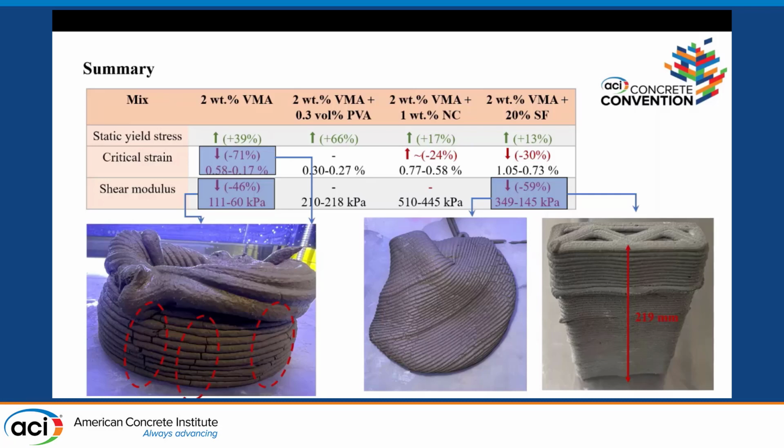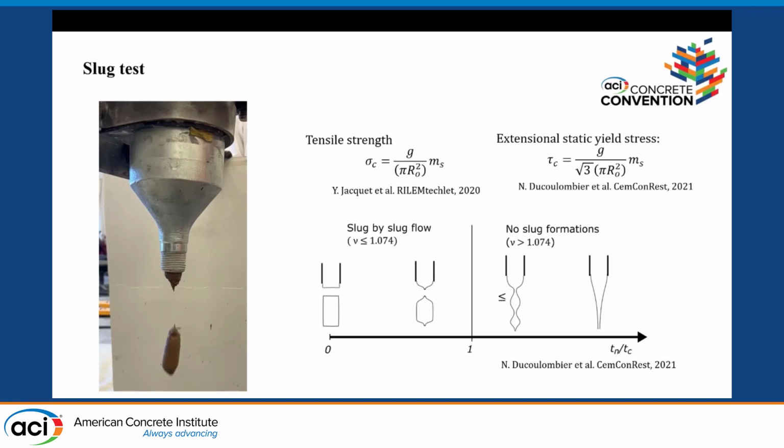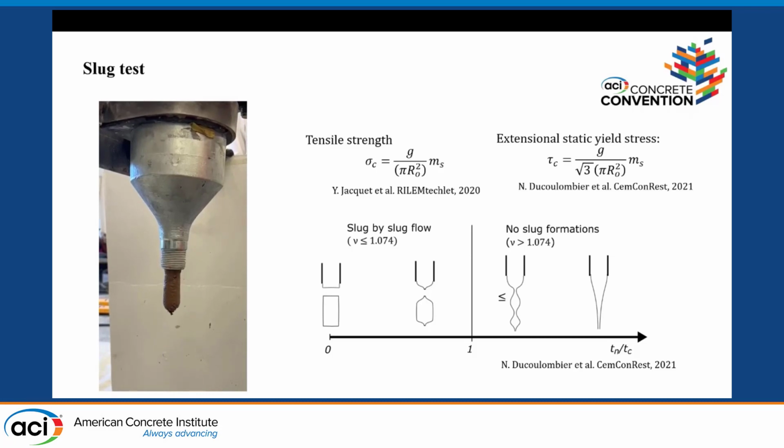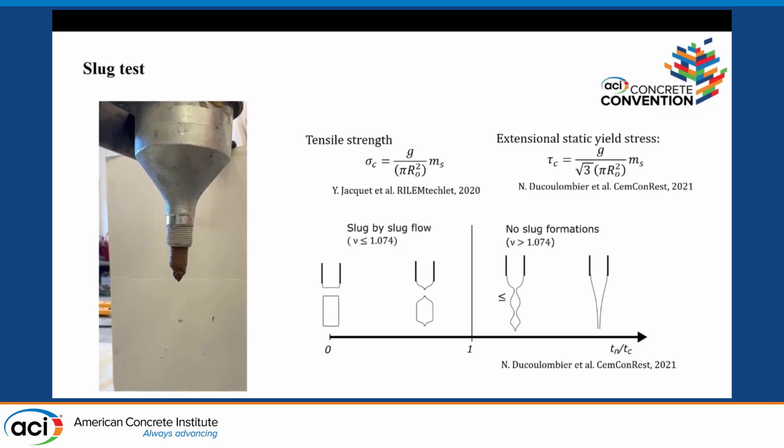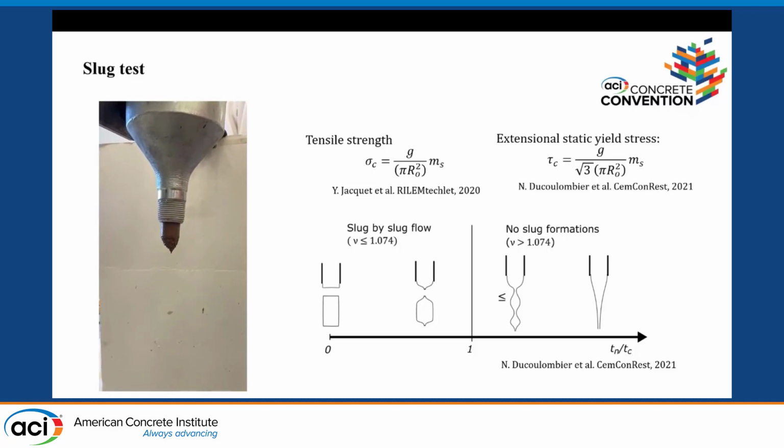Now this is all, again, very interesting, really nice, but I wanted to go further than this. How can I really quantify the static yield stress? And how can I quantify these with my printer? And so there's one test that was first proposed in 2020 by Jacket et al. And then it was again revisited by the Complier. And in this test, we basically can look at our extrusion when it's just lifted in air. And we can monitor the slugs that are forming.